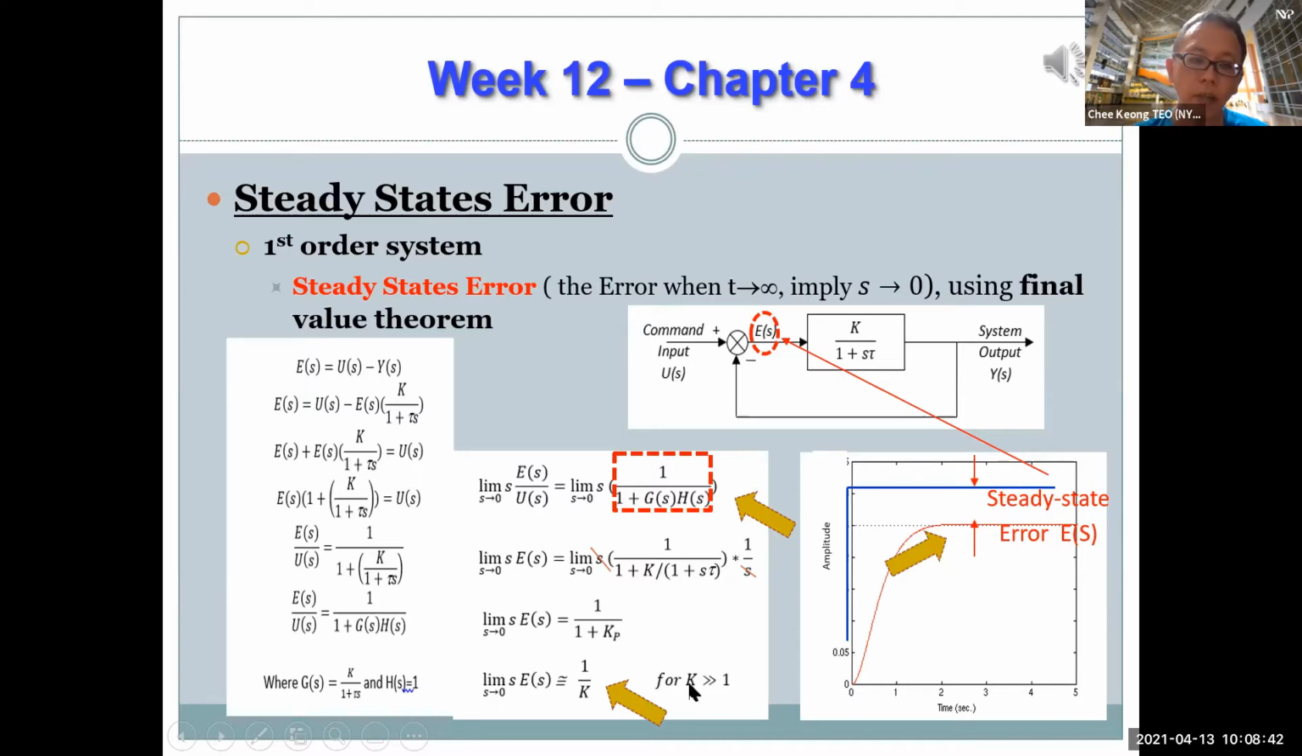But for a K value which is very much bigger than 1, you can say that it is approximately equal to 1 over K. So for a first order system, usually, if you wait long enough, the steady state error will settle around 1 over K. Okay?